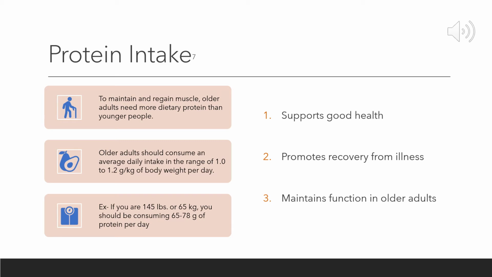To give you guys an example of this, if you are 145 pounds, that is 65 kilograms, and you should be consuming between 65 and 78 grams of protein per day. It is also worth mentioning that protein intake should be spread equally throughout the day and around the time of exercise.